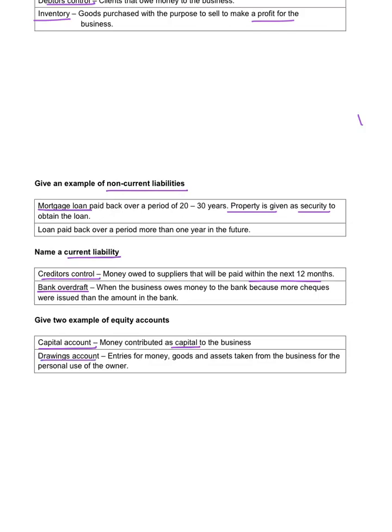The drawings account is used to record any entries for money, goods, or assets that the owner took from the business for his personal use.